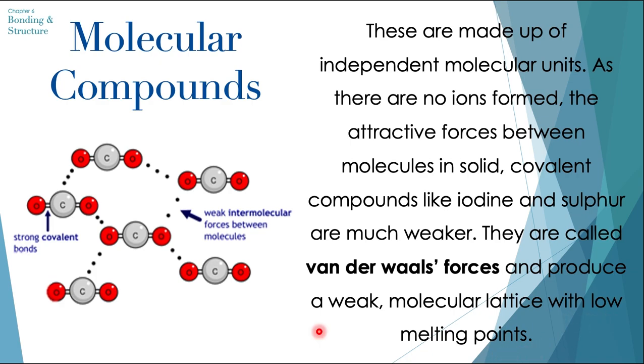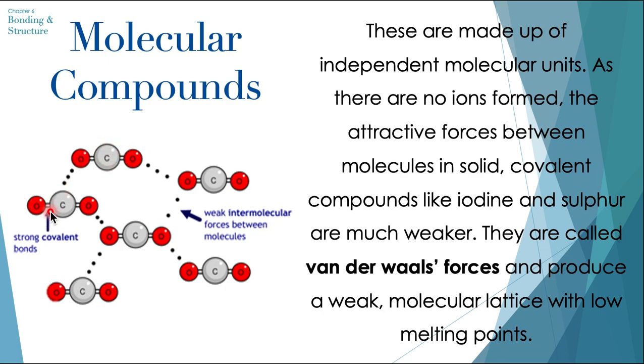So, this covalent bonding makes covalent compounds, and these covalent compounds are divided into those which form small, simple, independent molecules and those which form giant molecular lattices. The small, simple molecules are the molecular compounds. They are made up of independent molecular units. They are very simple, and they're simple because there are no ions formed. And the attractive forces between molecules in solid covalent compounds like iodine and sulfur are much weaker. And these weak attractive forces between these molecules are called van der Waals forces.